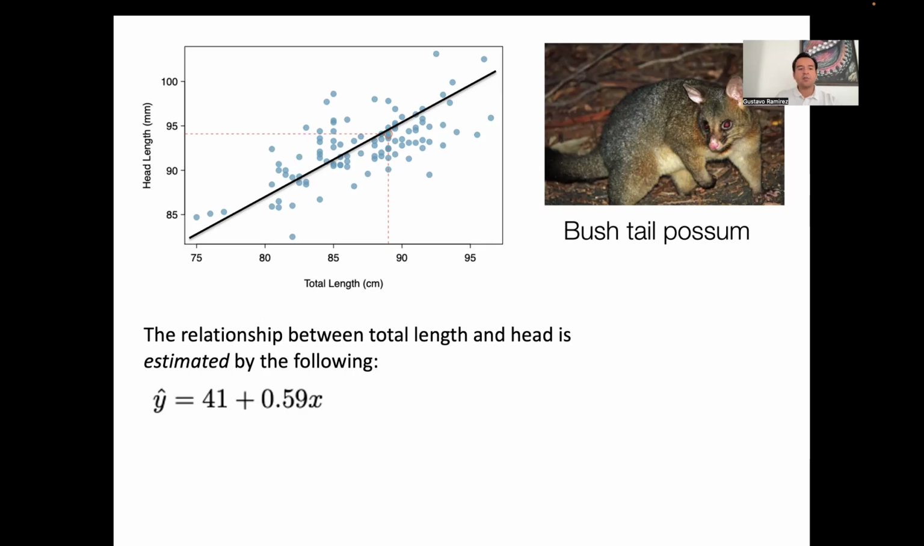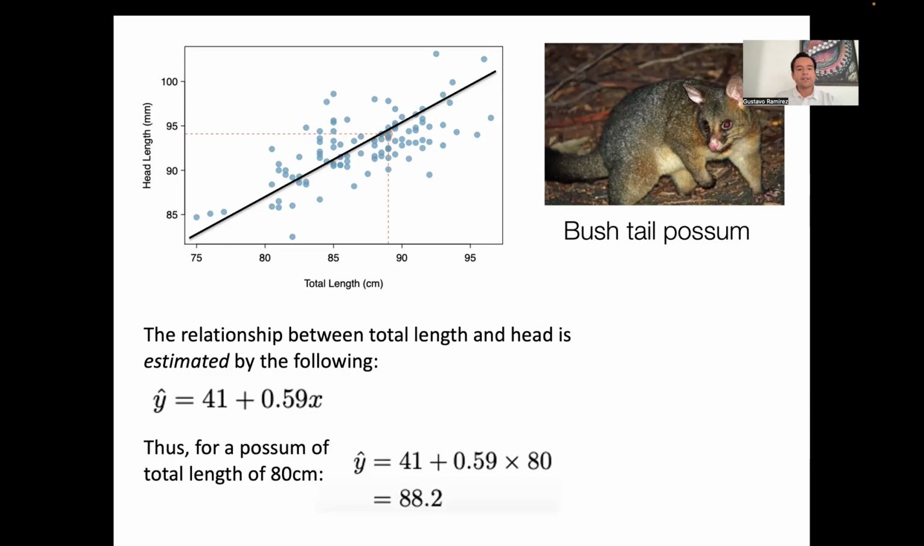In this case, that would be the equation there. So again, your estimate for y hat will be equal to 41, which is the y-intercept for that black line, plus 0.59, that is the slope for that black line, times your predictor variable value, x. Thus, for a possum of total length of 80 centimeters in body length, we would predict a head length of 88.2 millimeters, right? Based on that line as the relationship between the two variables that we're interested in.